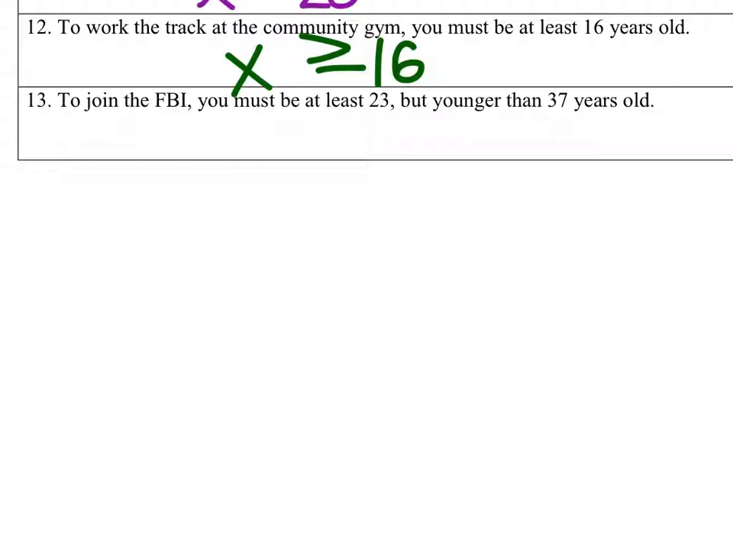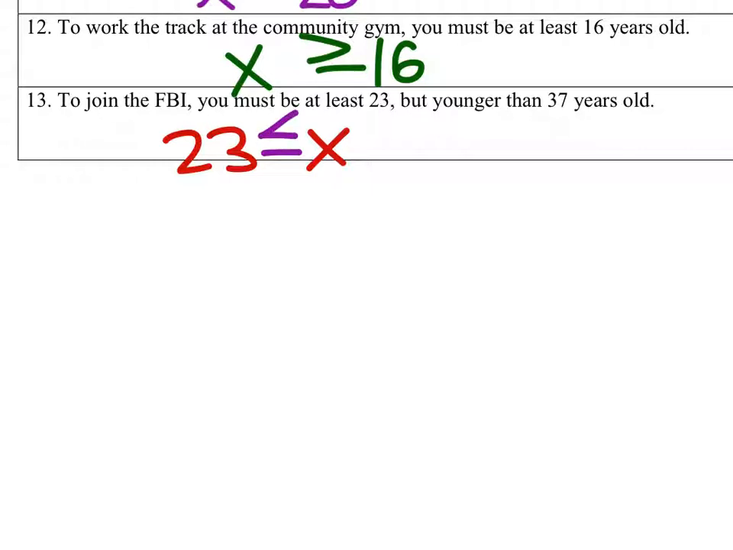To join the FBI, you must be at least 23, but younger than 37. Yes, this is a double one. This is called a compound inequality. So we're going to compare X with 23 first. You must be at least 23. Eat the number with a line under. It is at least, so you have to be at least 23, so it needs to eat the X.